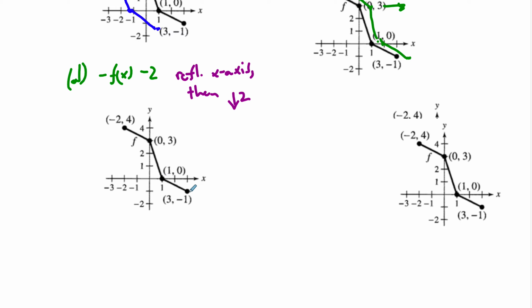Now the nice thing is when I reflect, let's start here. Reflecting over the x-axis means that this is going to be 4 away, so it's going to be, oops, let's get rid of that, that'll get messy. Down here, as a matter of fact, it's going to be at -2, -4. This point is going to be down here or thereabouts, at 0, -3. Reflecting over the x-axis just changes the sign of the y.